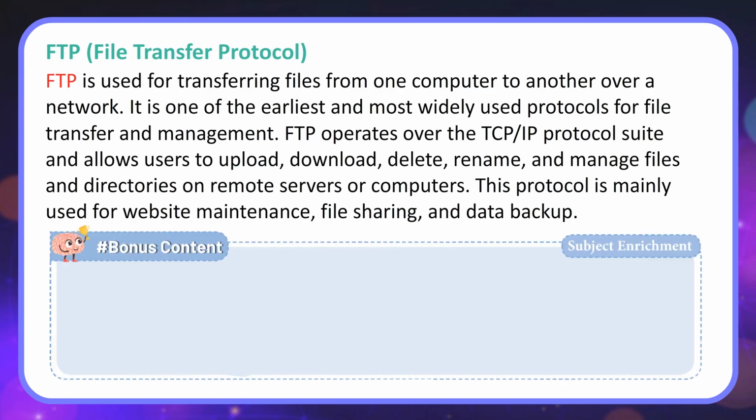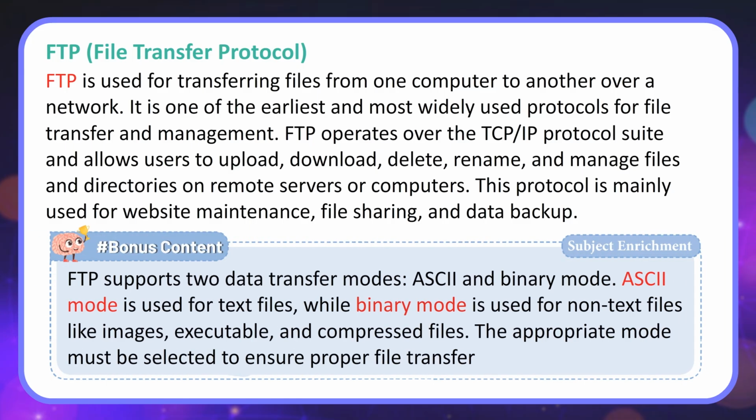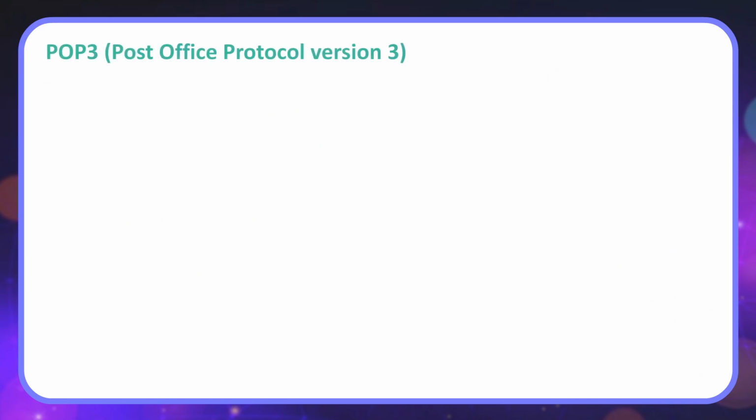Bonus content, subject enrichment. FTP supports two data transfer modes, ASCII and binary mode. ASCII mode is used for text files, while binary mode is used for non-text files like images, executables, and compressed files. The appropriate mode must be selected to ensure proper file transfer.